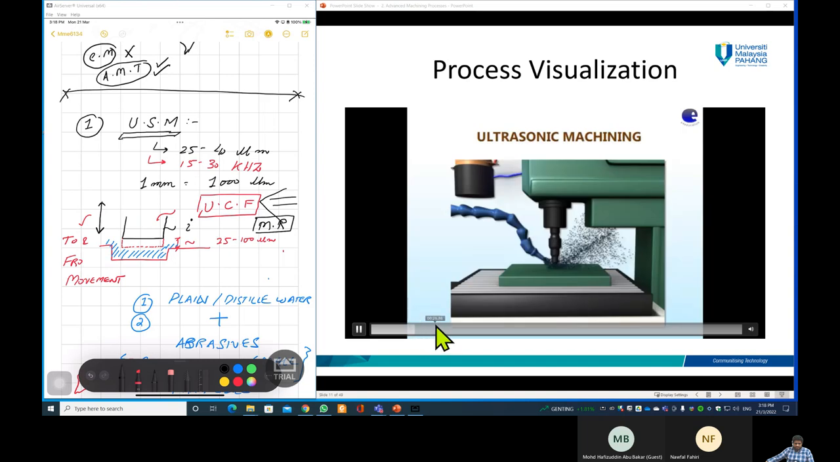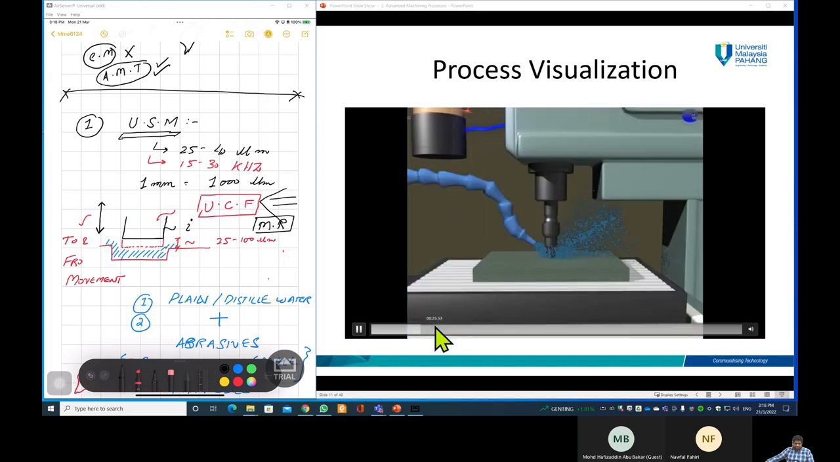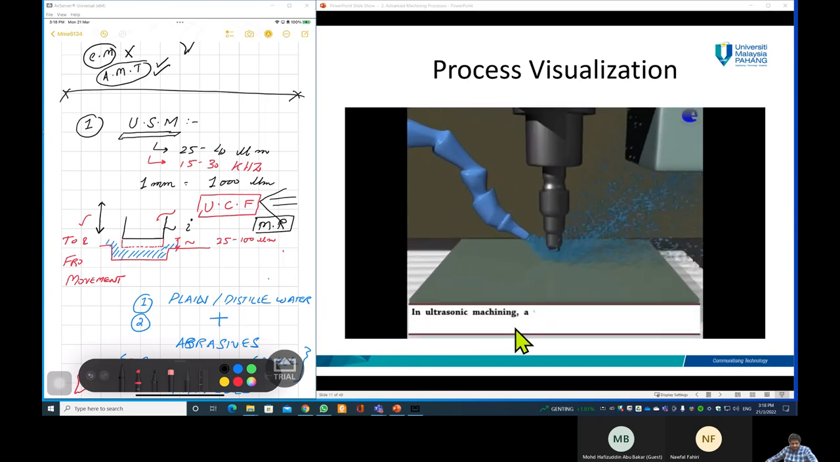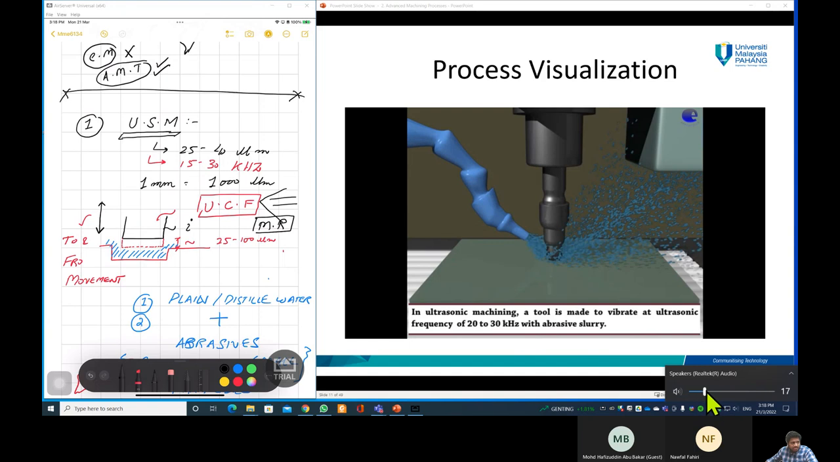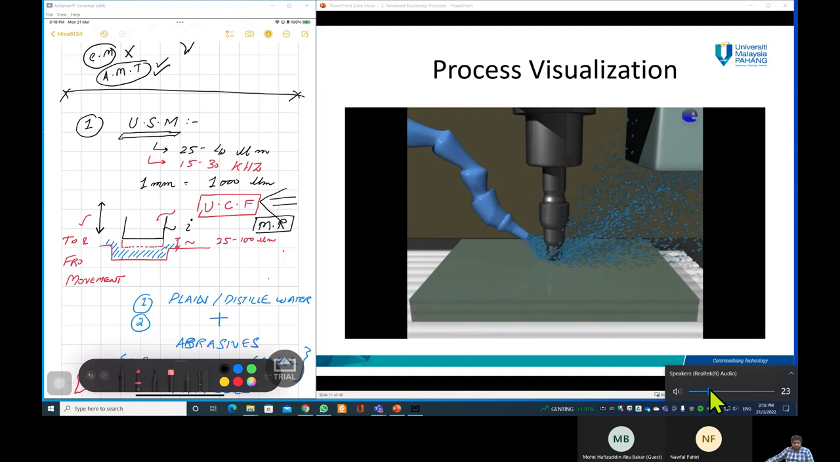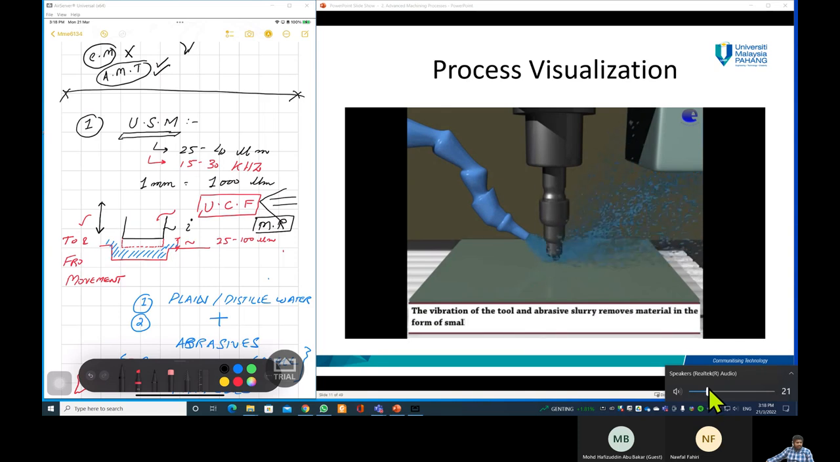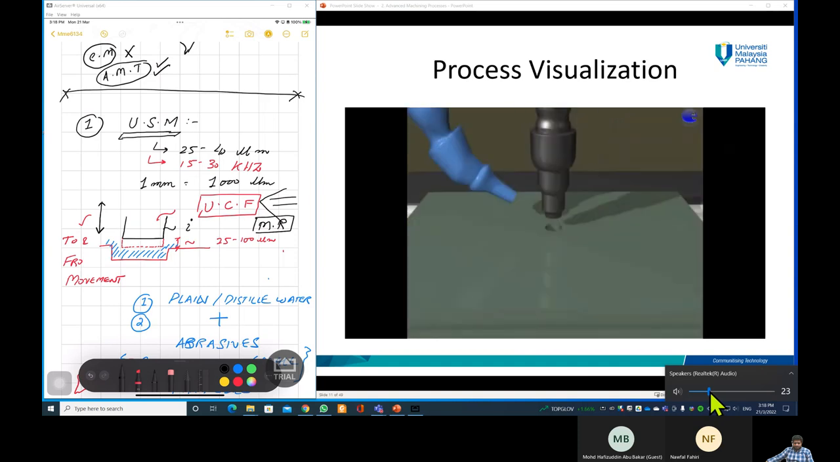Ultrasonic machining. Workpiece. Abrasive slurry. In ultrasonic machining, a tool is made to vibrate at ultrasonic frequency of 20 to 30 kilohertz with abrasive slurry. The vibration of the tool and abrasive slurry removes material in the form of small grains. Machine surface.